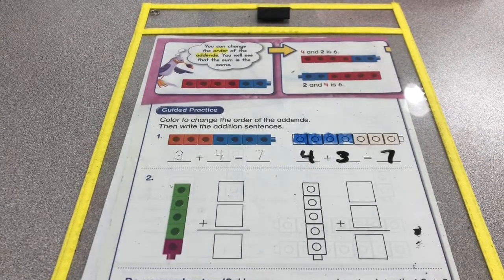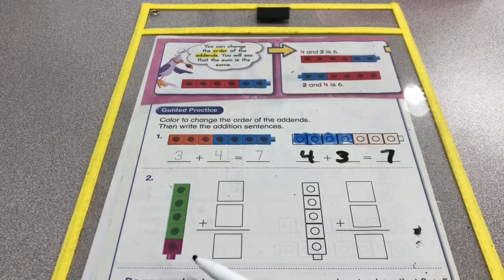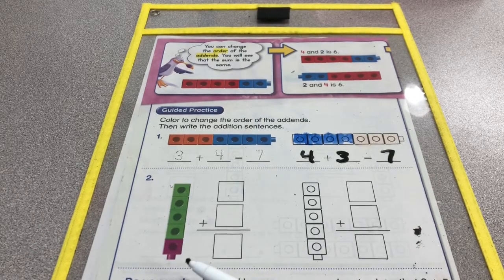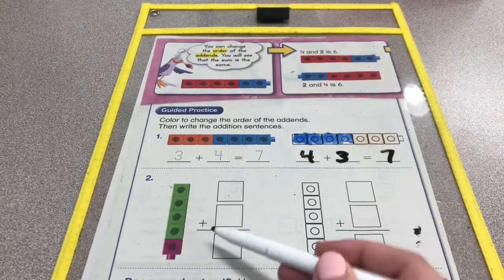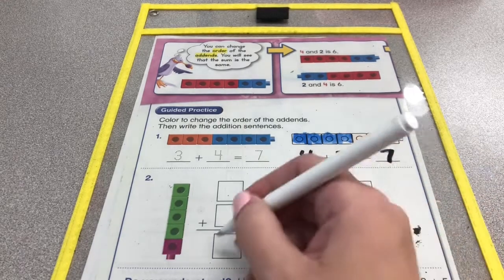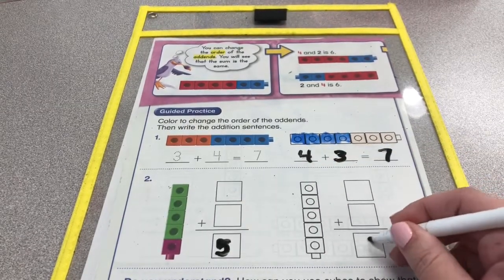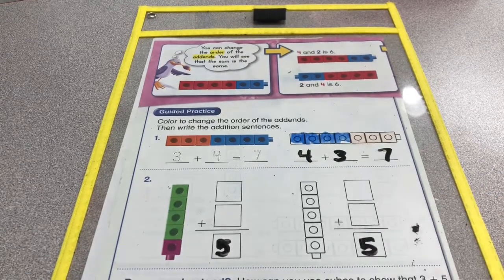Now the cubes are vertical. They're going up and down. So let's look at this. We start with a purple, and then we have green. Let's find out how many in all. 1, 2, 3, 4, 5. So 5 is going to be our whole number. So you can go ahead and write 5 over here because it's the same.